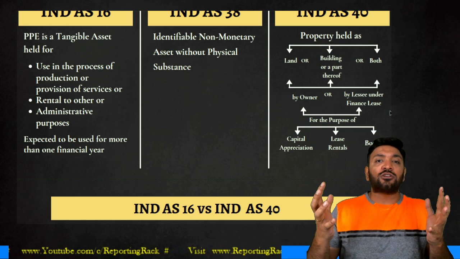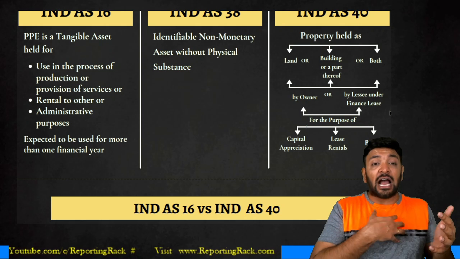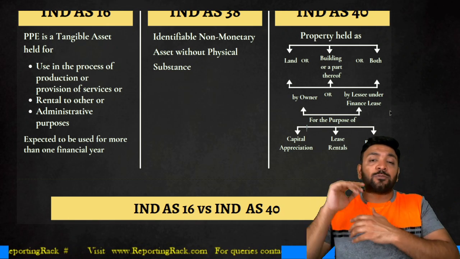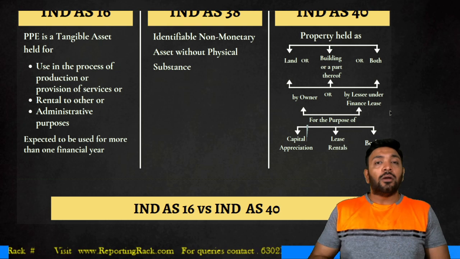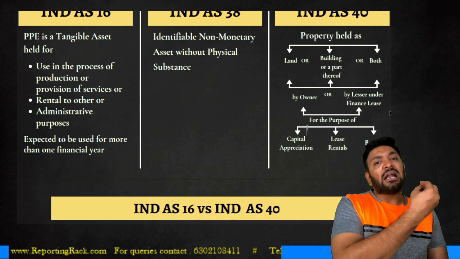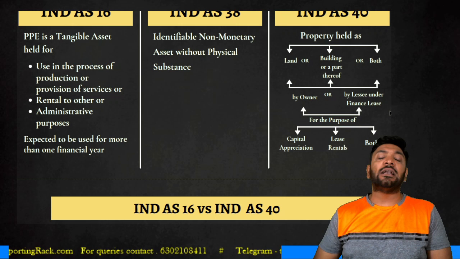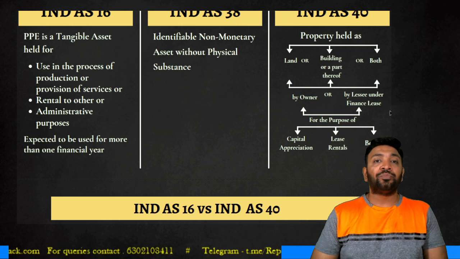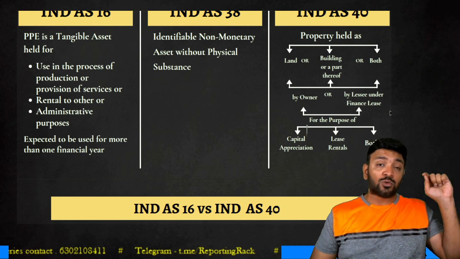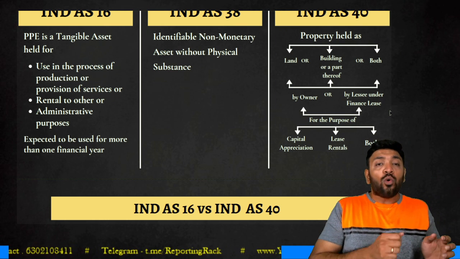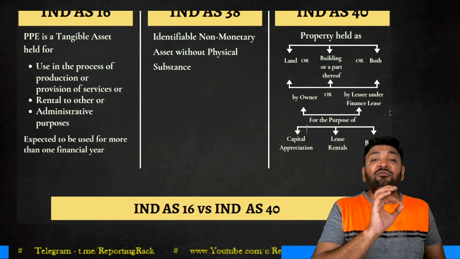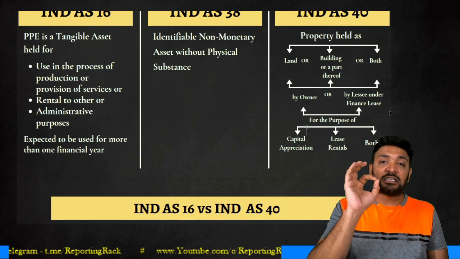Due to increase in the size of my workforce, my building in which I own and where I operate is no longer sufficient. So I shifted from this business premises to another business premises. But this business premises which I own, which I left, what do I do with that? So I started leasing it out to someone else. I gave it on operating lease and started deriving lease rental every month. Then that building, which was until then used for my office purposes, was classified as IND AS 16. Now, once I moved out of the premises and have given out that premise on rent, I will have to now classify it under IND AS 40 as investment property.